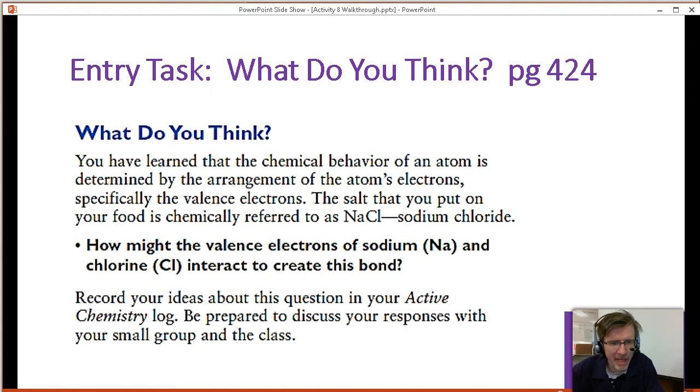We've learned a little bit about the chemical behavior of an atom, and that is determined by the arrangement of an atom's electrons. Not neutrons, not protons. It's electrons that are key when it comes to chemical behavior, and in particular, valence electrons. For example, the salt we put on our food, sodium chloride, NaCl. Here's the question: how do you think the valence electrons of sodium and chlorine interact to create the bond?